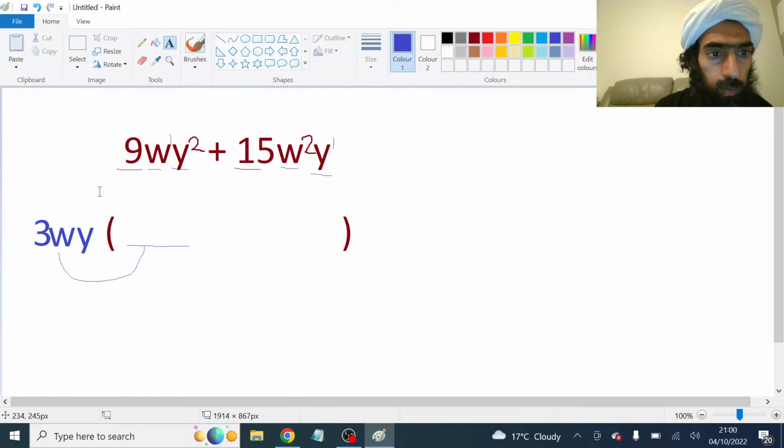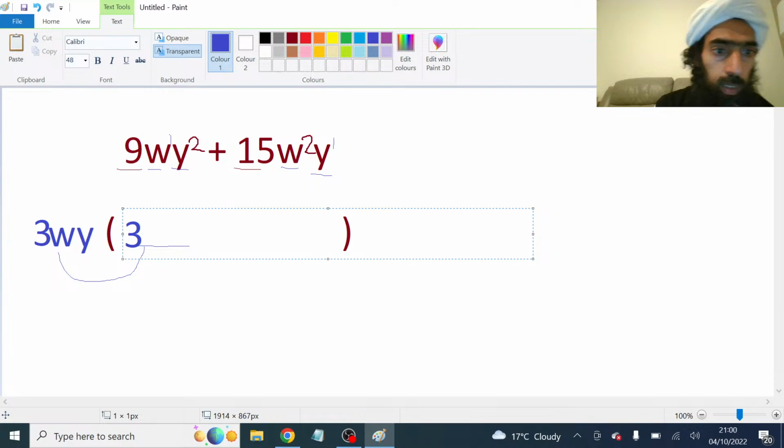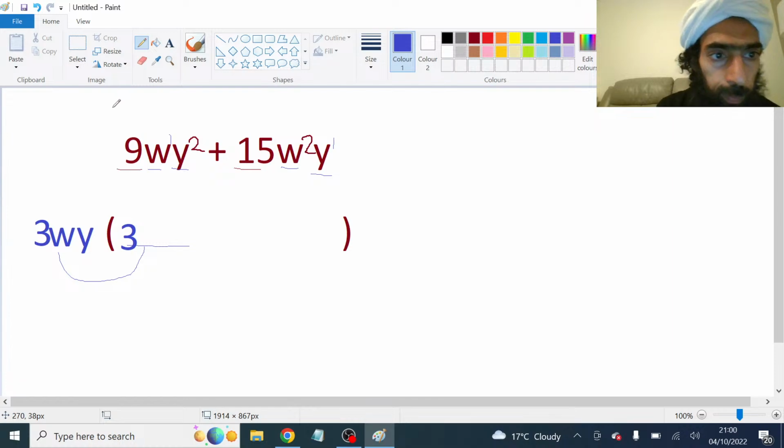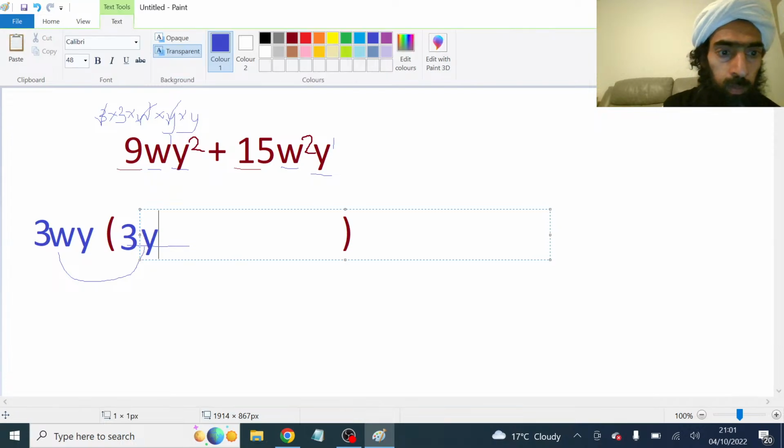Looking at the numbers, 3 times 3 is needed to get 9, and if we split this 9wy squared up, we've got 9 times w times y times y. And the 9 we can split as well into 3 times 3. So let's see what we've got on the outside. We've got the 3, the w, and the y. So on the inside all we need is what's left, 3y.